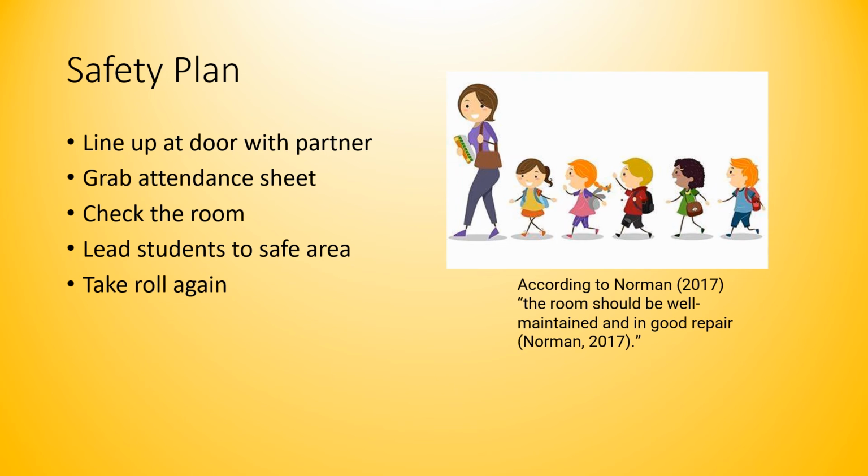Now we will go over the safety plan for my classroom. So before an emergency happens, the first thing I will do is make sure my classroom is safe in case an emergency happens. So according to Norman, the room should be well maintained and in good repair. So I will make sure my classroom has no broken items around, loose things, and even make sure my floors have no cracks or anything that my students can trip on.